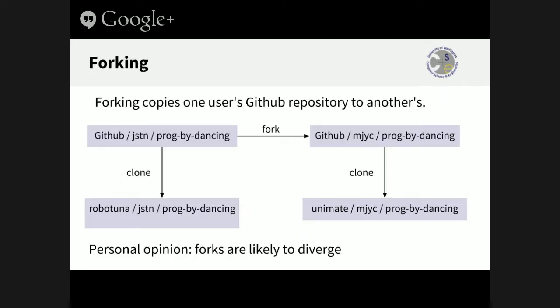And then I'm going to clone the repository on GitHub to my local computer on Robotuna. And then let's say Mike is working on Unimate, so he's going to make a clone of that. So now there are 4 copies of this repository in the wild, right? There's mine on GitHub, there's Mike's on GitHub, there's mine on my computer, and then there's Mike's on his computer.